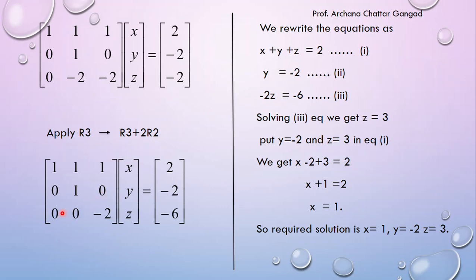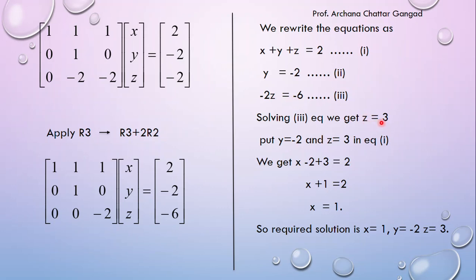And in the third equation, 0 into x plus 0 into y plus minus 2 into z. So minus 2 into z is equal to right hand side value minus 6. From second and third we get the value of y and z. So after simplification of third equation, z is equal to what we get? z is equal to 3.